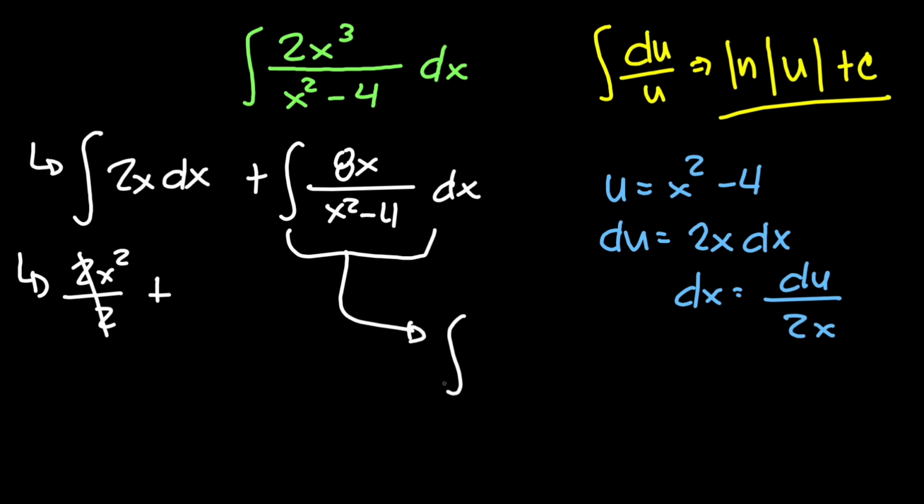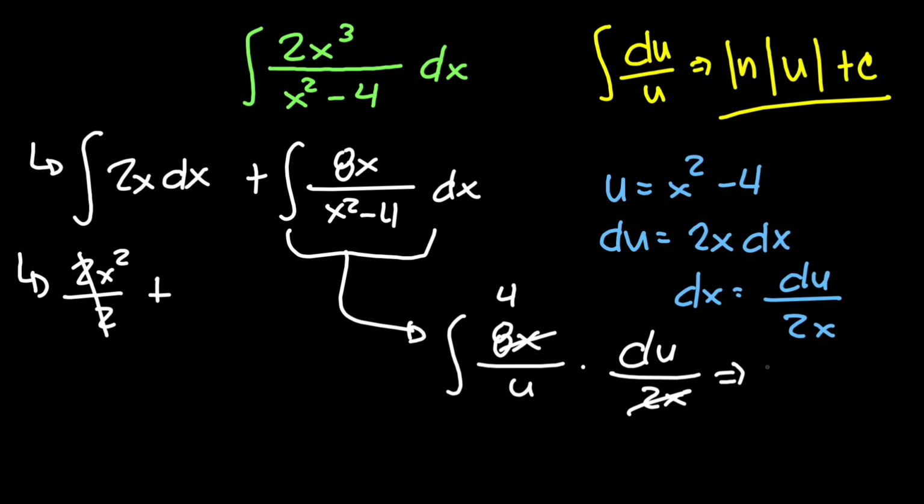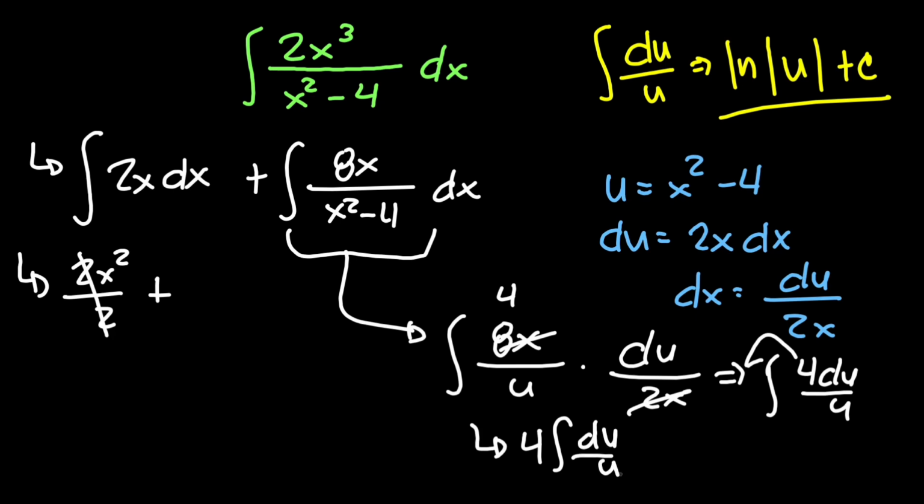So substitute it. This would be equal to 8x over u multiplied by du over 2x. This will cancel and this will be equal to 4. And so what you have left here is the integral of 4 du over u. You can put 4 outside the integral. So this would be equal to 4 integral of du over u. The integral of this would be equal to 4 natural log of the absolute value of u plus c.